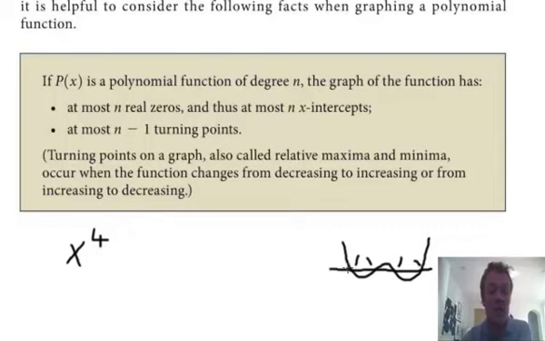Now the turning point. Here's a turning point, where it turns, where it goes from increasing to decreasing. There, and there, it's like the minimums and the maximums. So an x to the fourth has at most 3. A pure x to the fourth, like this, actually only has 1 turning point. But again, at most n minus 1. It kind of helps you graph.